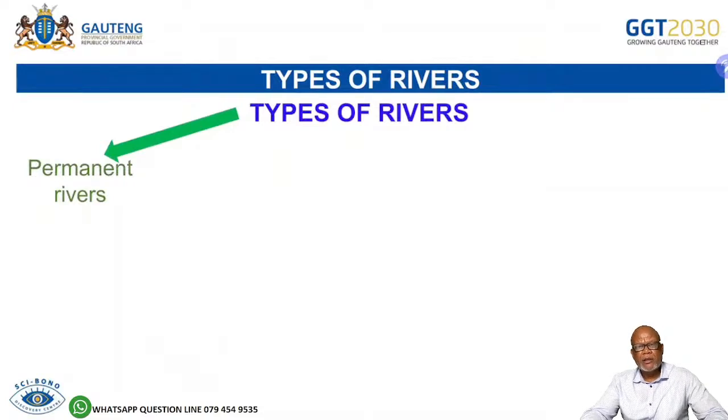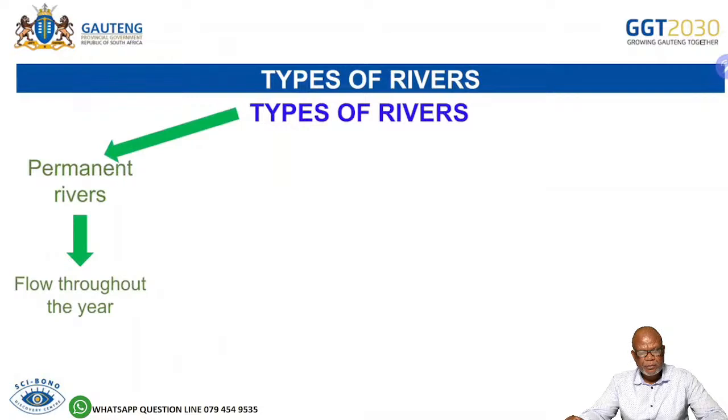A permanent river is a river that flows throughout the year, which means it's going to have water throughout the year. The water volume might vary from one month to another, but it will be having water throughout the year. When you're looking at the amount of water that flows in the river, we call it river discharge. So with your permanent river, the river discharge can vary, but there's always going to be a river discharge.